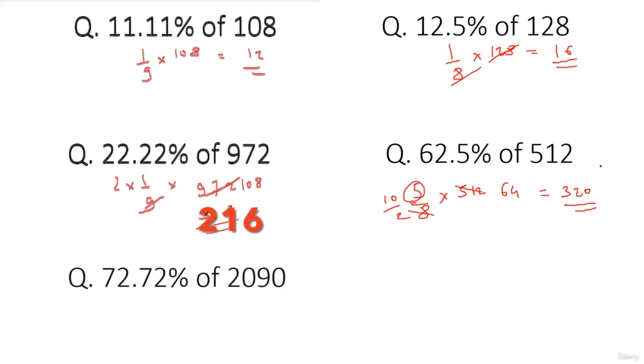The next one is 72.72% of 2090. Okay, the next question is 72.72% of 2090. Now 72.72, guys, it is nothing but 8 multiplied by 9.09%, right? Okay, 9.09 is nothing but 1 by 11. So you can completely replace 72.72 by 8 by 11 of 2090.